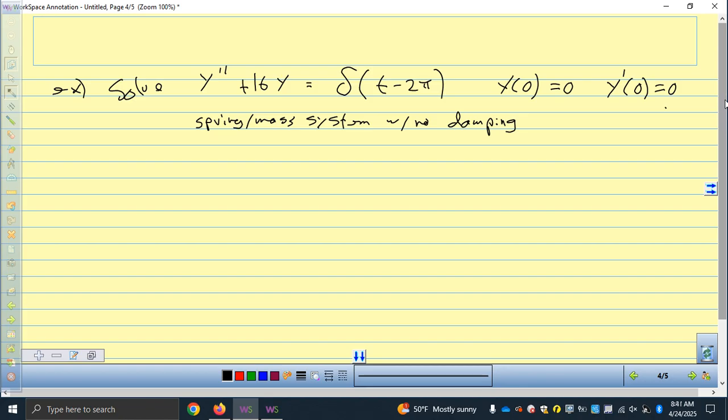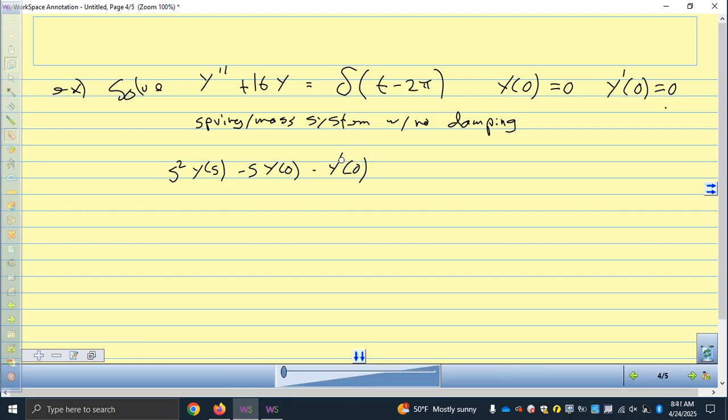So we're going to take the Laplace transform of our system just like we've done. So we get s squared y of s minus s y of 0 minus y prime of 0, writing all the y terms just so I have them all there. We'll do our substitutions in a second here. Plus 16y of s equals e to the minus 2 pi s.